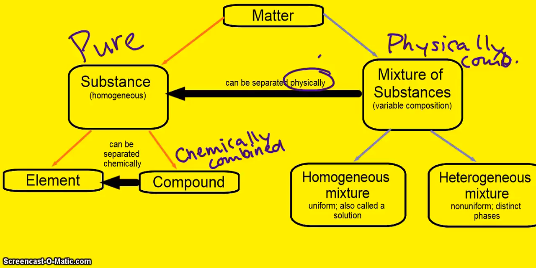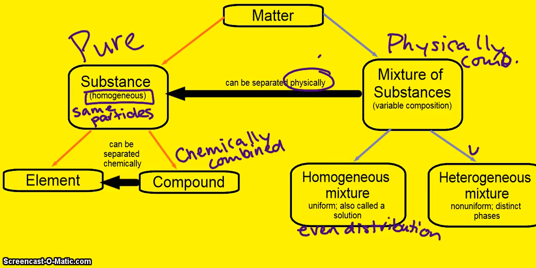Because a pure substance is made out of all of the same particles, it will be homogeneous. A mixture, on the other hand, because it's not necessarily combined in any particular proportion, I can either have a homogeneous mixture that is evenly distributed, or I can have an uneven distribution.